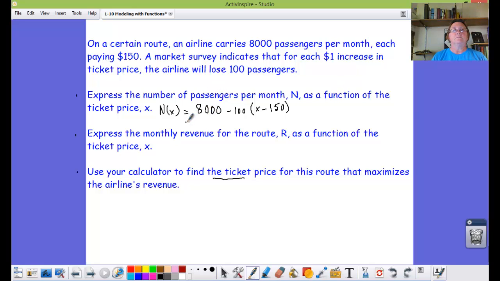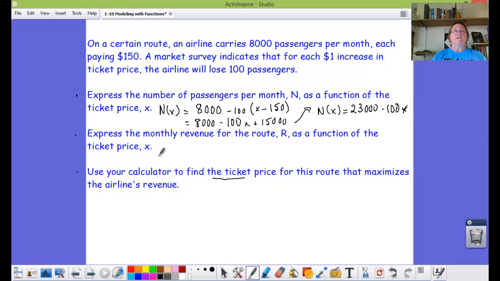Simplifying this function, we're going to end up with 8,000 minus 100x, just distributing across here, plus 150 with 2 more zeros, so that's 15,000. Our net result, the number of ticket purchasers, will be this: 15,000 plus 8,000, that is 23,000, minus 100x, and x is the price of a ticket.